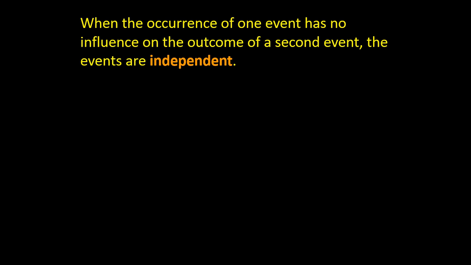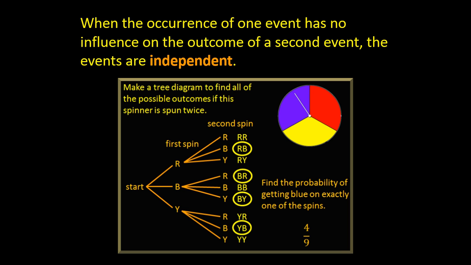So when the occurrence of one event has no influence on the outcome of the second event, the two events are called independent. That's actually what we saw going on here. If we spun, let's say, a red on the first spin, it had absolutely no effect on the second spin. The second spin, we could still get the blue, the red, and the yellow with equal probabilities. So the first spin's outcomes and the second spin's outcomes are considered independent of each other. They have absolutely no effect on each other.